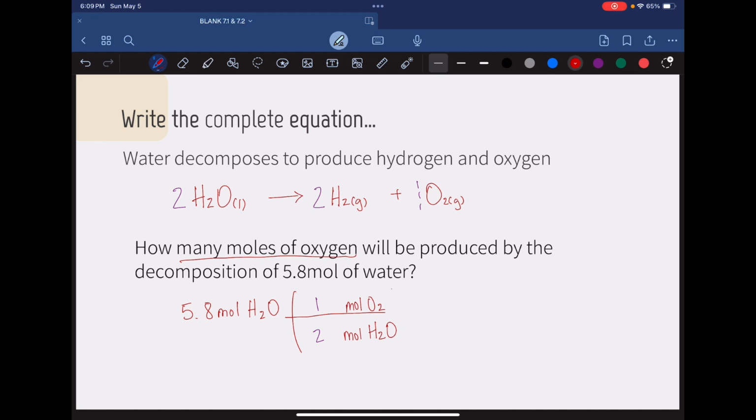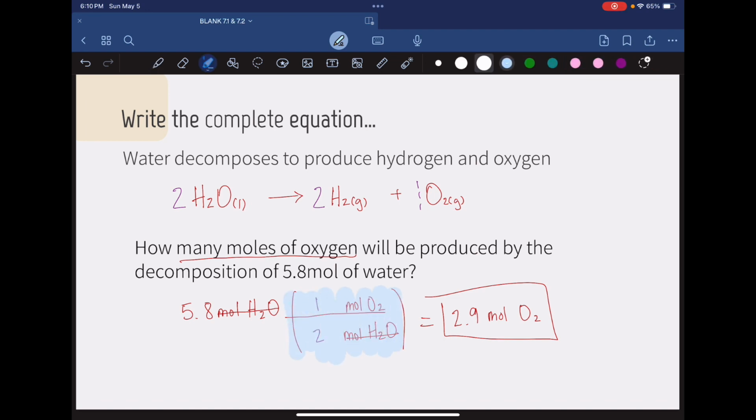Put parentheses around here. Moles of water is at the top, moles of water is at the bottom, so they cancel. And I will now put this into the calculator, and I will get 2.9 moles of O2. This right here, this is your molar ratio. So your molar ratio is from your balanced equation. Molar ratio, that's an R.